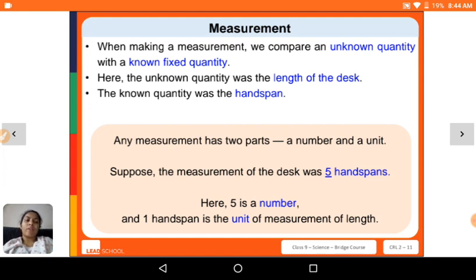So 5 is the number and handspan is the unit, the basic unit, in which we are saying that one handspan was used 5 times to measure the length of the desk.